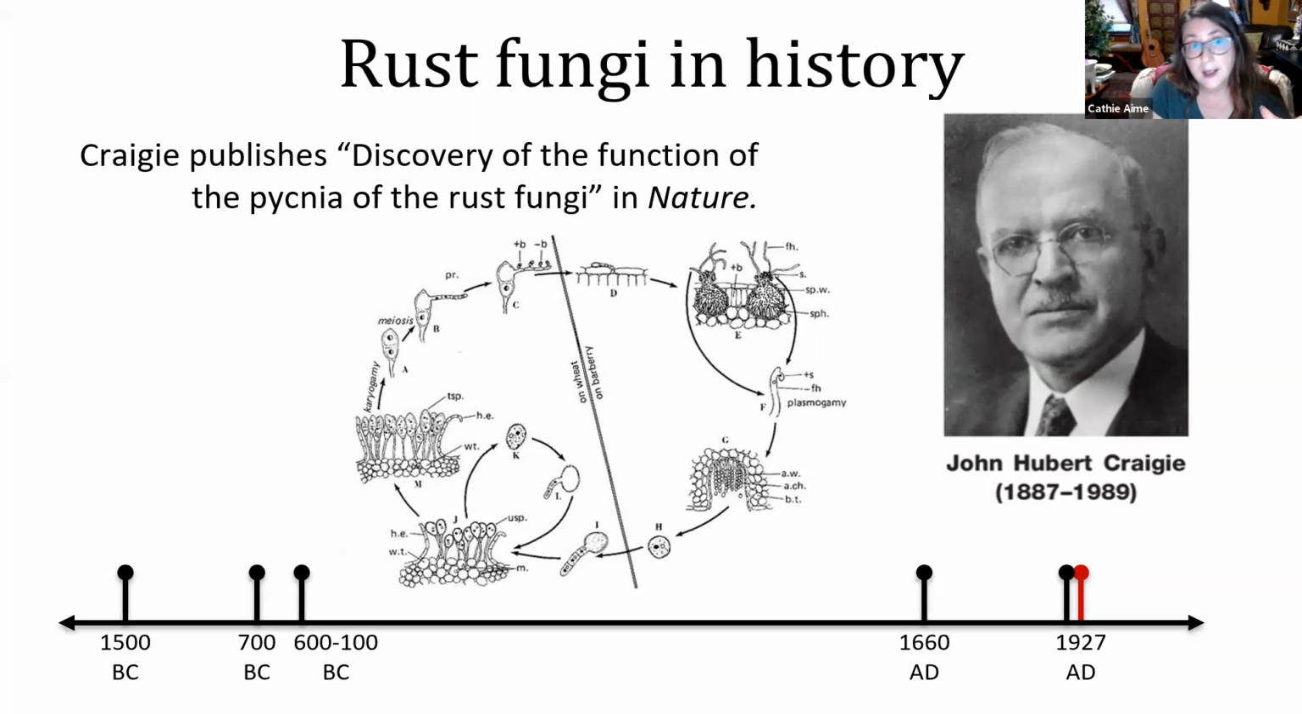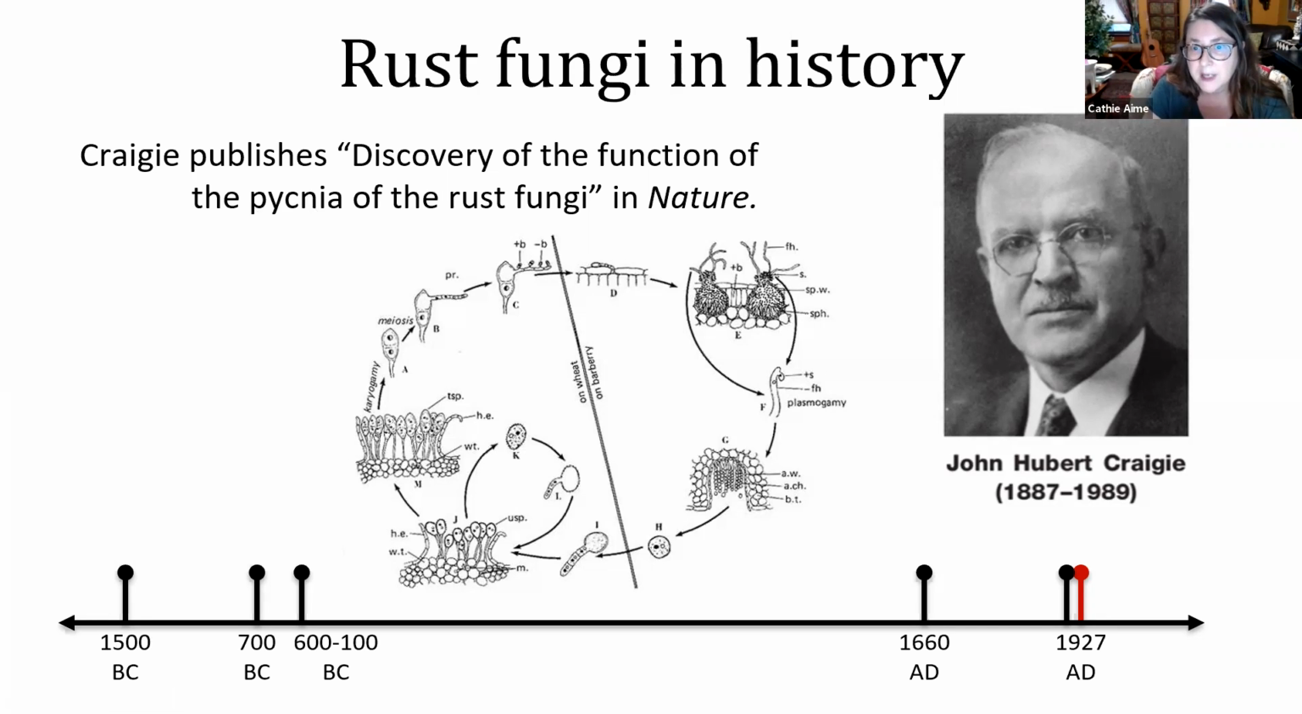First off, it's hard for me to even imagine, but it wasn't until 1927 that the entire life cycle of a rust fungus was finally elucidated. And this work was done by John Craigie. It was published in Nature, and he discovered this last of those 5 spore stages I was talking about, which are called the pycnia. At that time it was, now we refer to them as spermagonia.